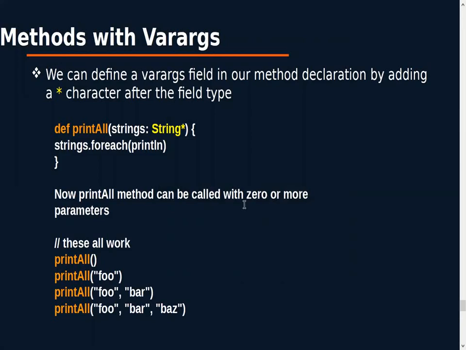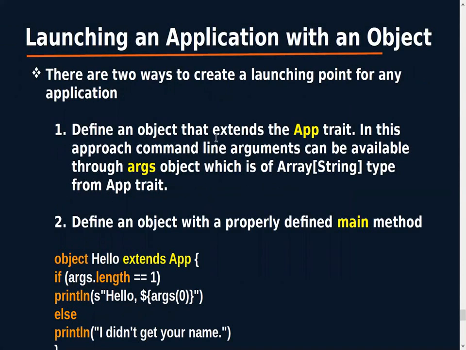So this way, if you don't know how many parameters you expect, but all those parameters are of similar type, one thing is that they all should be of the same data type. Otherwise, you'll not be able to specify that. Okay, so that is the variable args method. Even if I pass a number 100, that will be considered as a string, right? String, correct.